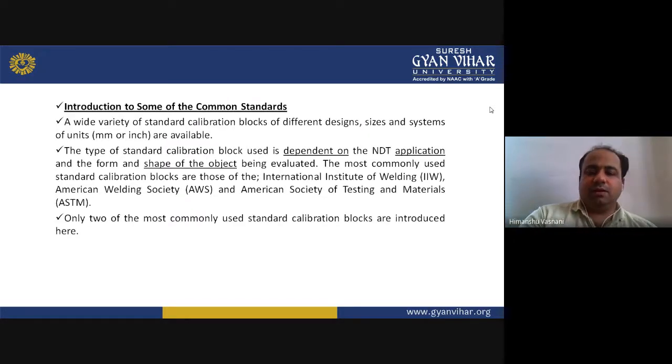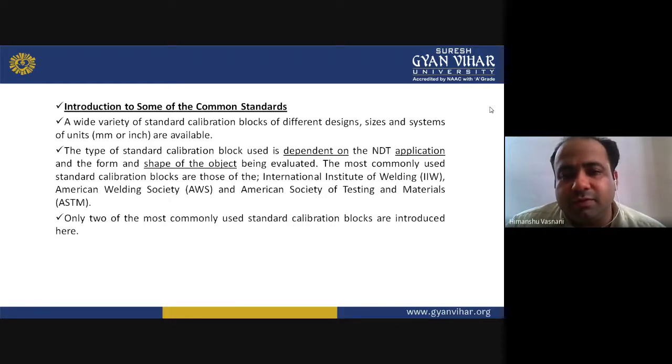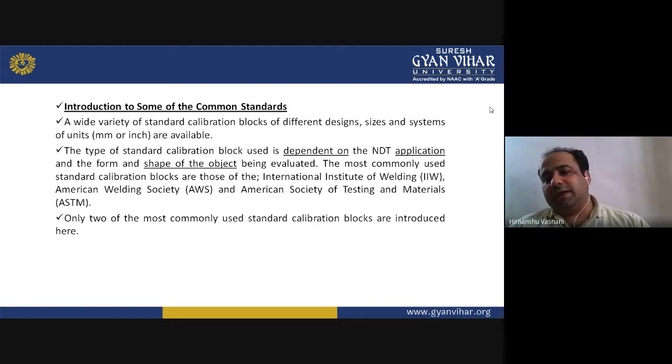Now we are discussing some common calibration blocks of different designs that are used. The type of standard calibration block used is dependent on the NDT application and the form and shape of the object being evaluated. The commonly used standard calibration blocks are from the International Institute of Welding (IIW), the American Welding Society (AWS), and the American Society for Testing and Materials (ASTM).